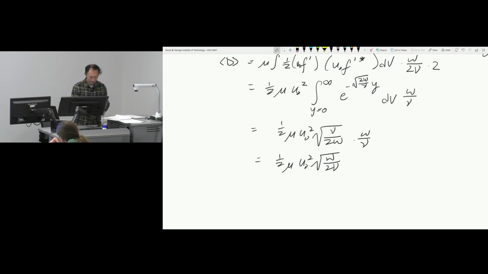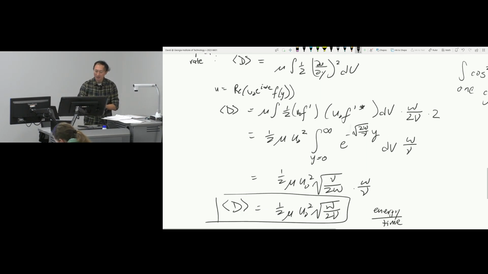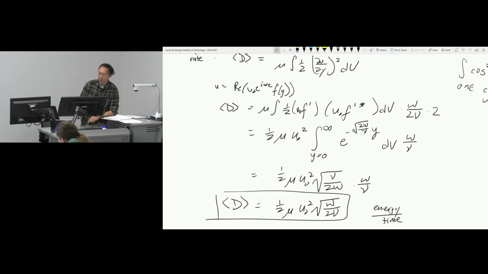So that's the final answer for the dissipation rate. Basically that's the energy per time. Imagine physically what's going on. If I have a vat of molasses and I'm shaking the bottom, how much energy is being dissipated in the fluid? The reason energy is being dissipated in the fluid is that there's a strain, a rate of strain.